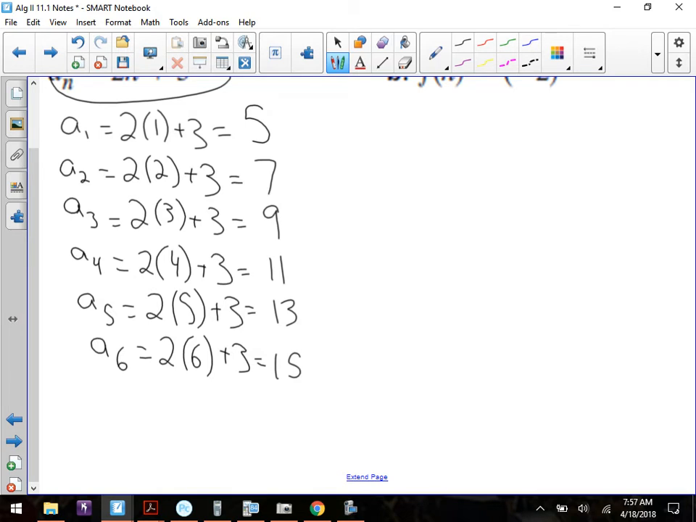So the sequence that equation generated was 5, 7, 9, 11, 13, 15. Okay. So the first term is 5, second term is 7, third term generates a 9, and so on and so on.